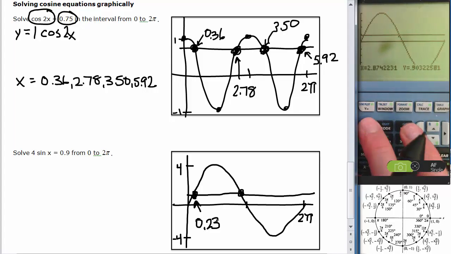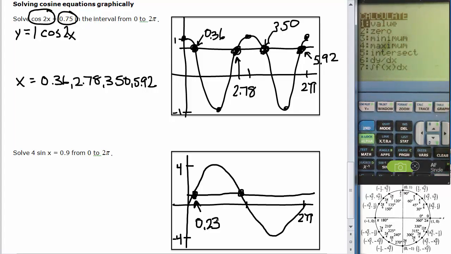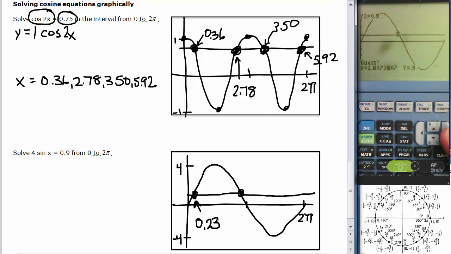To find my second intersection point, I go back to second trace and use the intersect command. I hit enter for first curve, enter for second curve, enter for guess, and I get approximately 2.91. So I write my 2 solutions as x equals 0.23 and x equals 2.91. And today we worked a little bit with the cosine equation and a little bit with the sine equation in terms of its graphs and finding solutions.